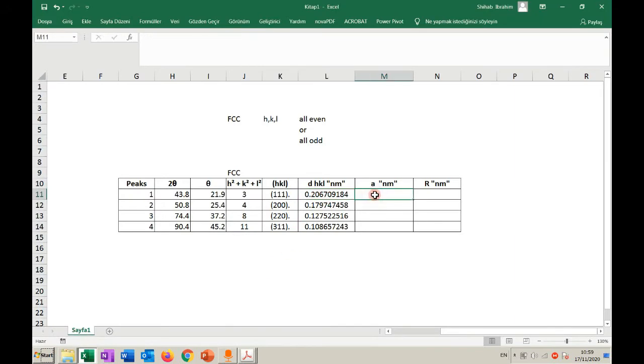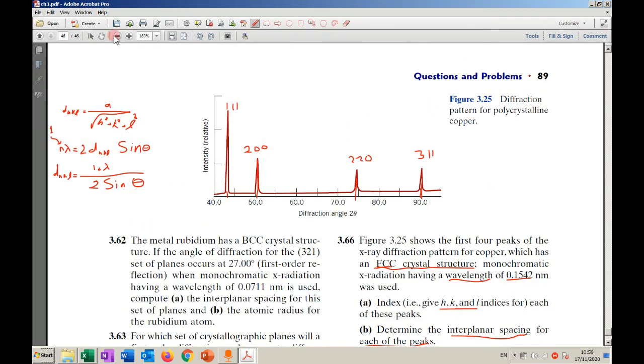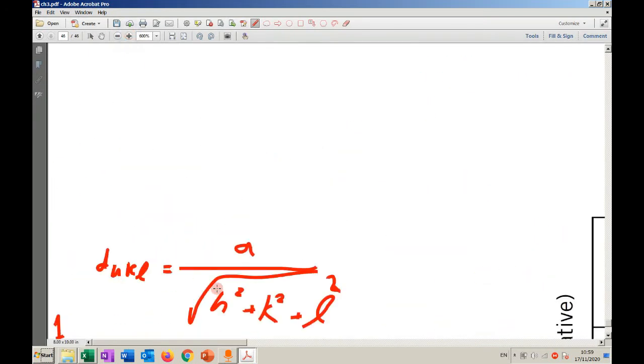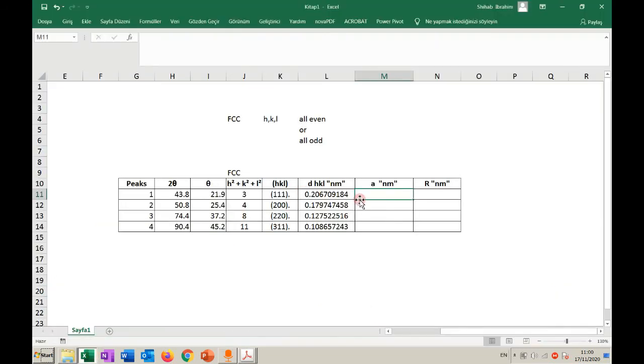If you want to calculate a, where are you going to calculate it from? You're going to calculate a from this relation, from here. Since we now found d_hkl, and we have those values, I can find a. a will be d_hkl times the root of this value. So a will be this one times root of this one.